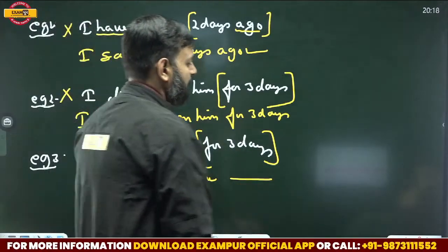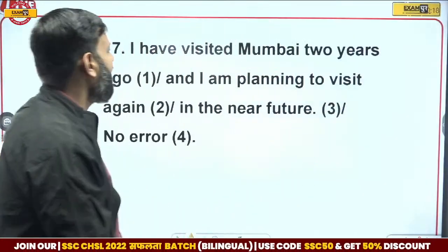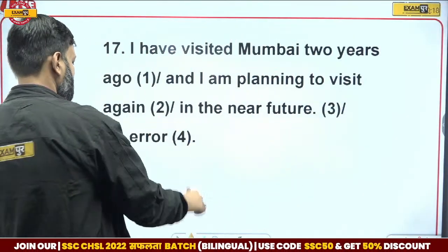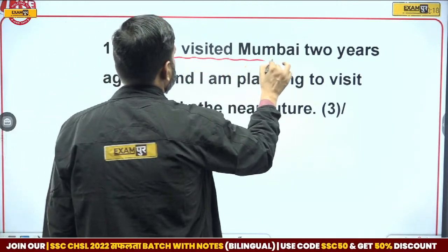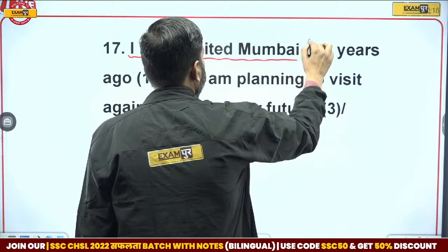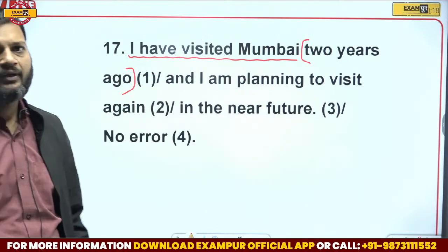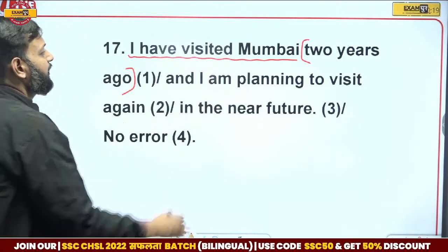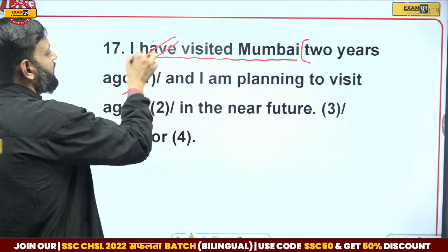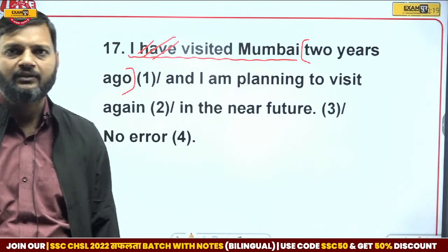So here in this sentence, as you can see, I have visited Mumbai. This sentence is in present perfect tense, followed by 2 years ago. And ago, as you know, is point of time. So the sentence should be: I visited. Have will be removed. I visited Mumbai 2 years ago should be the right answer.